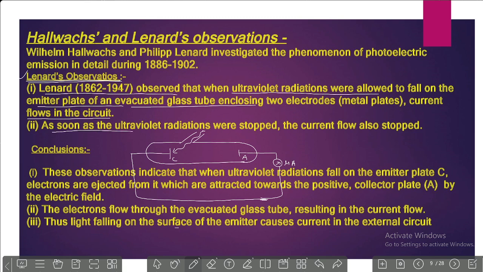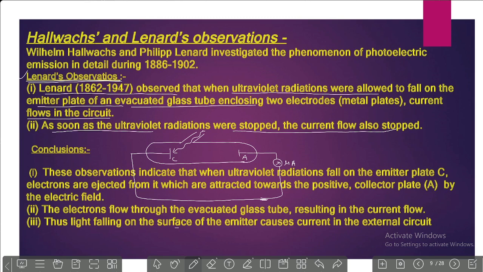And here, when UV radiation was stopped, the current flow also stopped. So the ammeter will not show any current if UV radiation is not falling on the emitter plate. So that means because of light, current flow is there. If light is not there, no current flow. This is the idea you can get here.